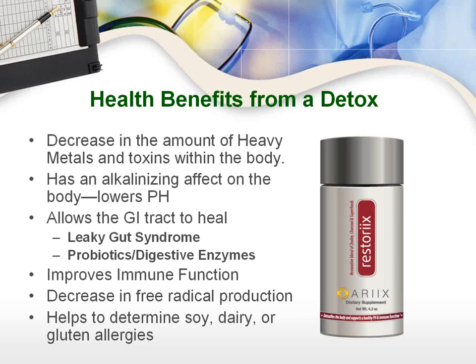Having an alkaline body is very, very key. Cancer cells have difficulty growing. Inflammation goes down. You start to see a lot of improvement just by lowering your pH and the acidity, especially if you follow the diet we recommend, which is more whole fruits and vegetables and grains, which are also alkalinizing. Now, this allows the GI tract to heal.